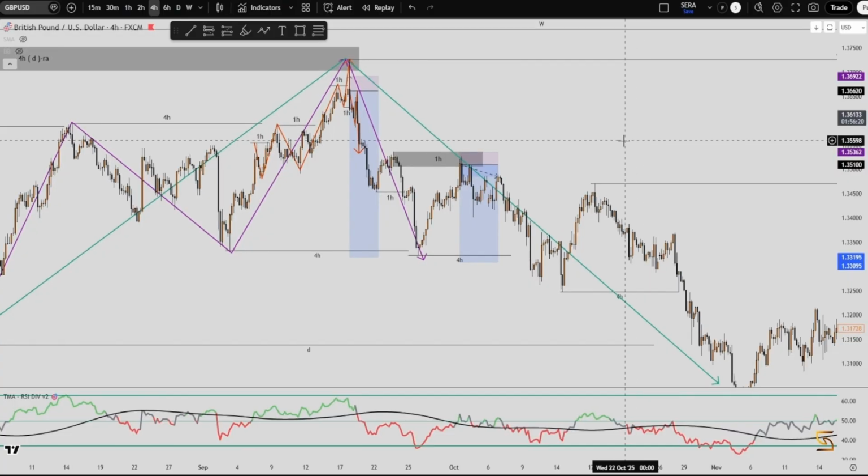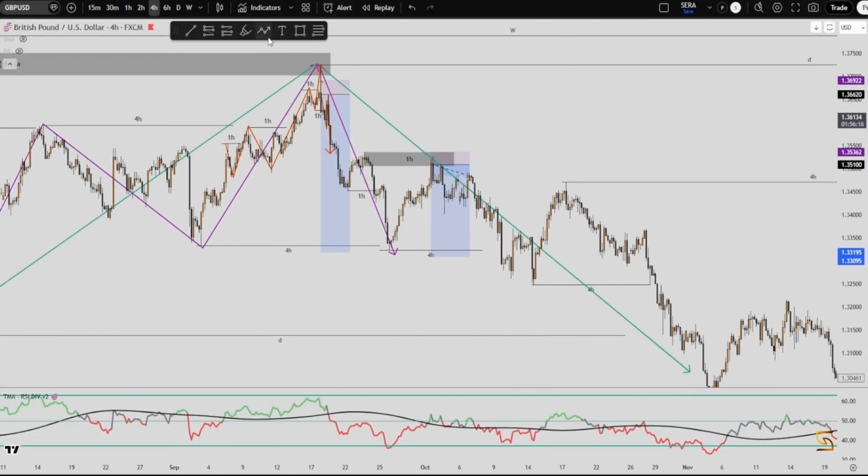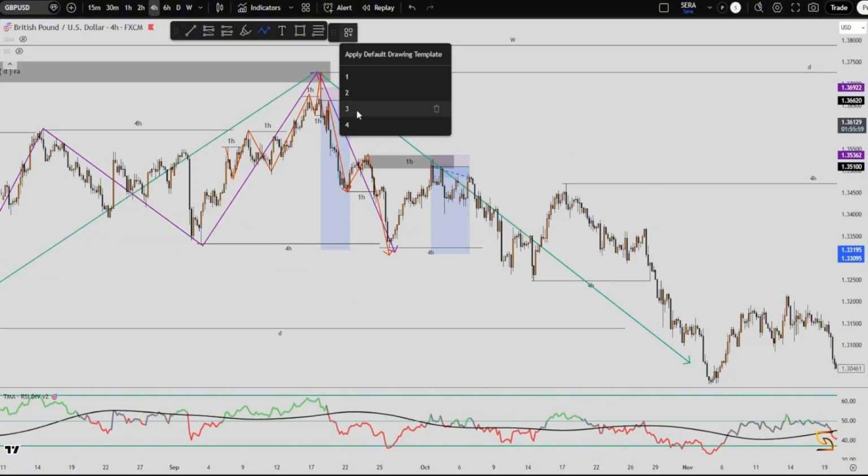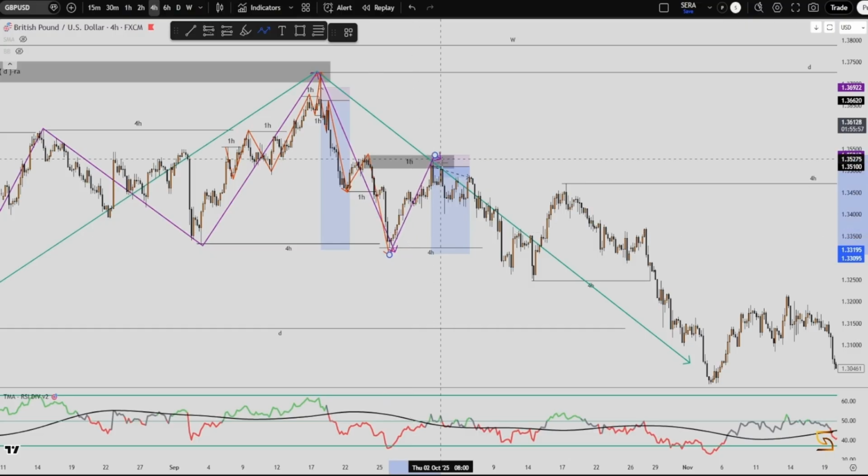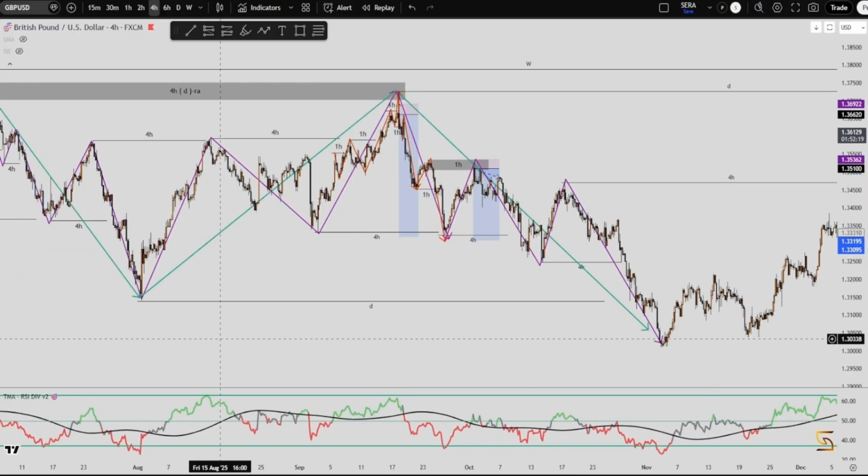So basically, if we were to continue drawing these zones, it would look like this. It is exactly like this for the 1-hour structure, and it is exactly like this for the whole 4-hour structure. This provides a small but clear example of exactly how I identify and visualize these market structures.